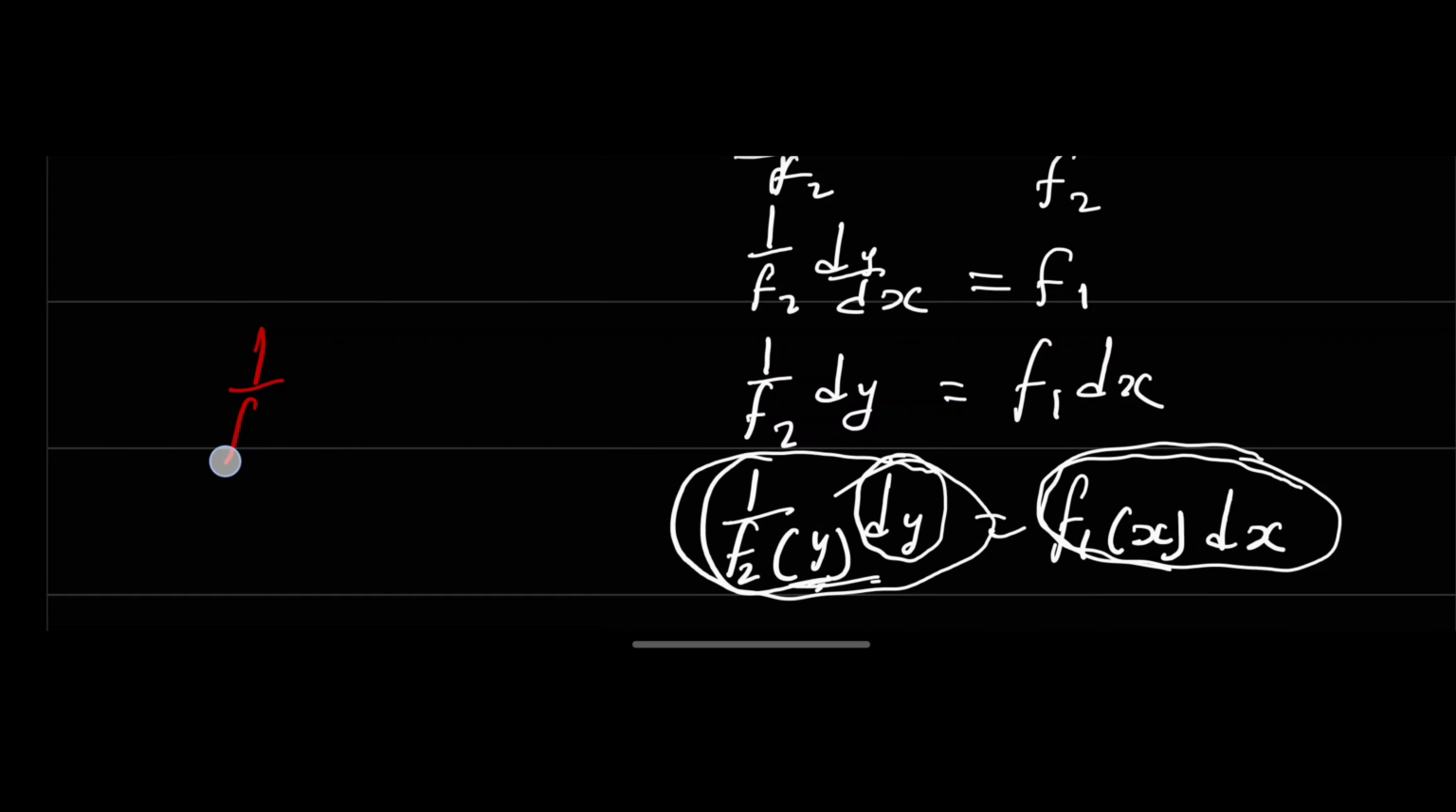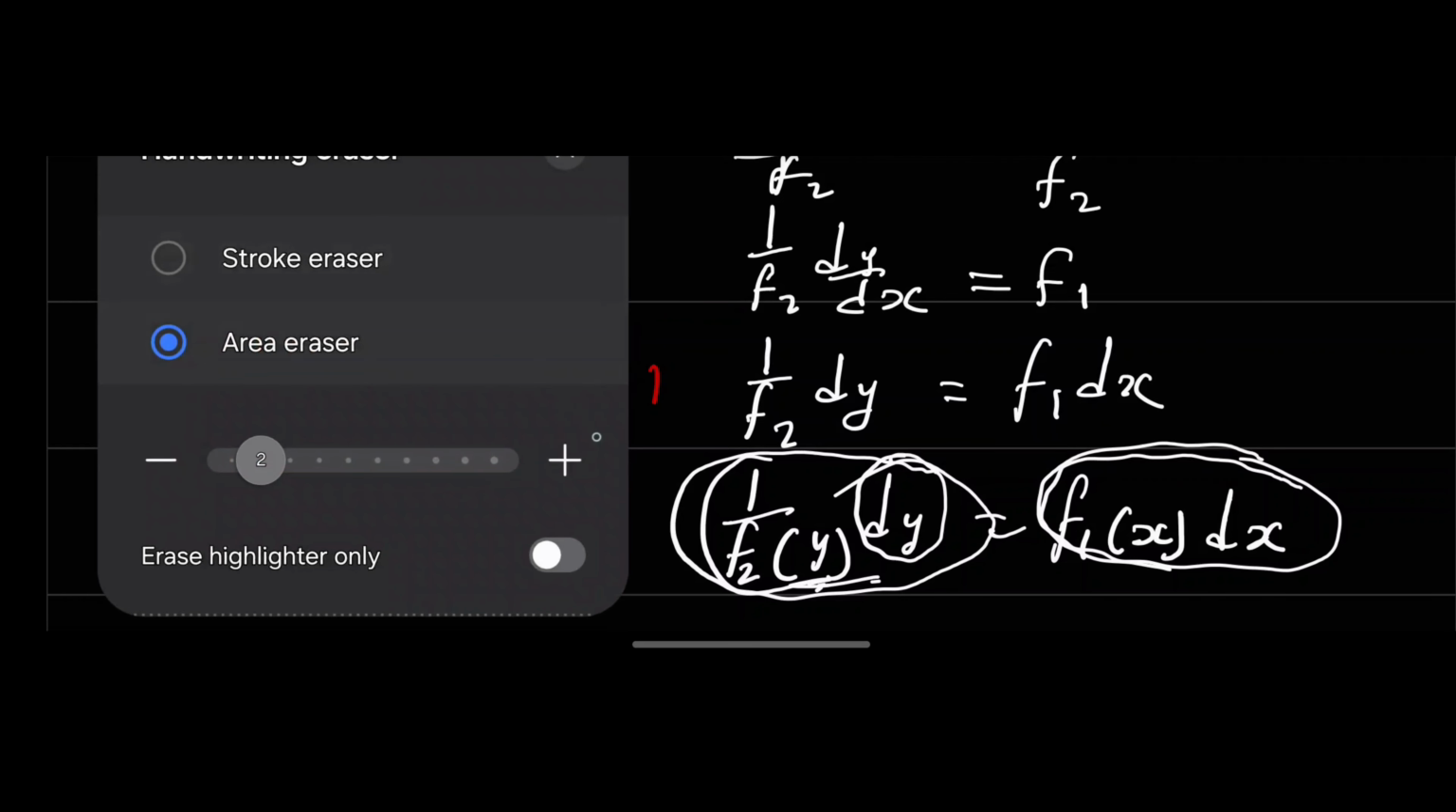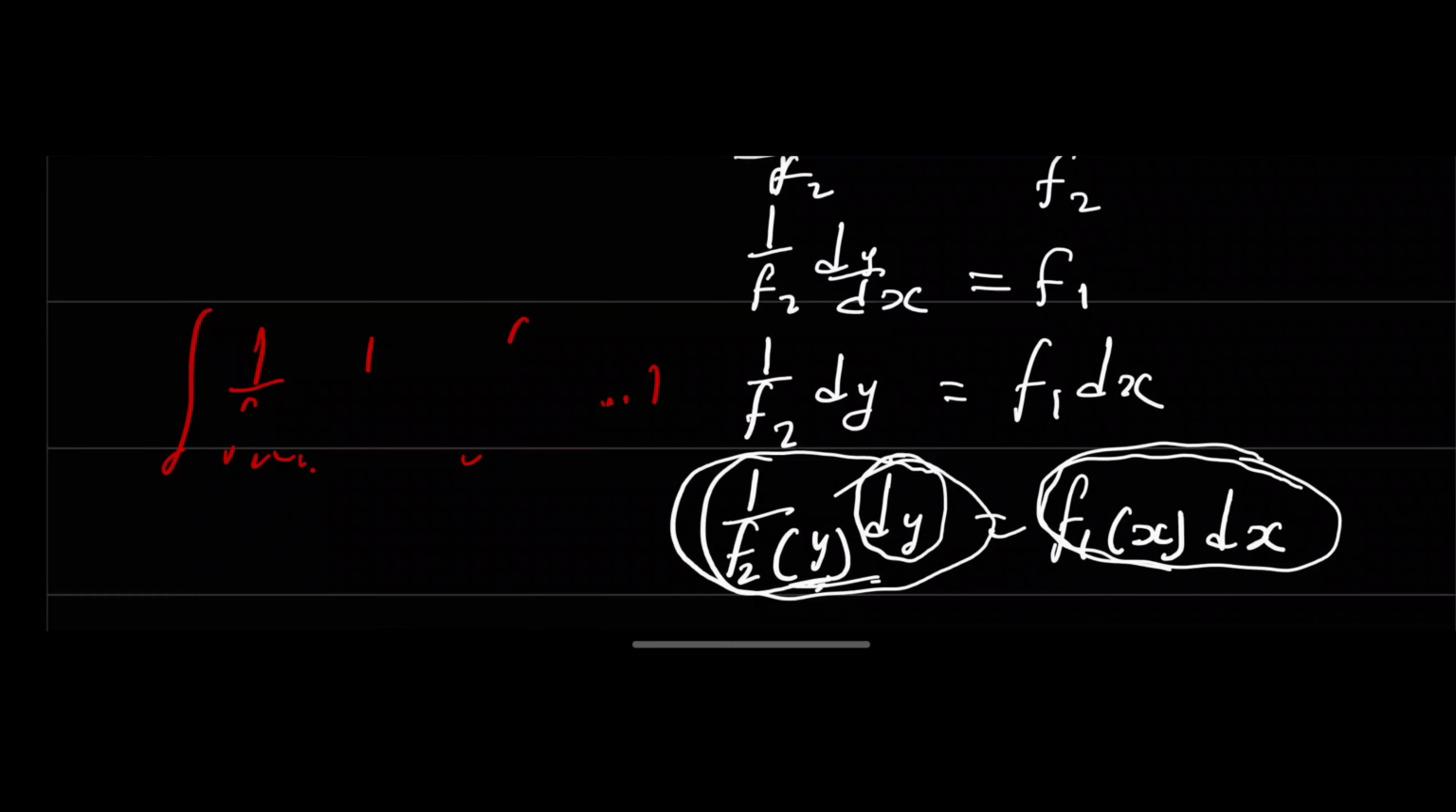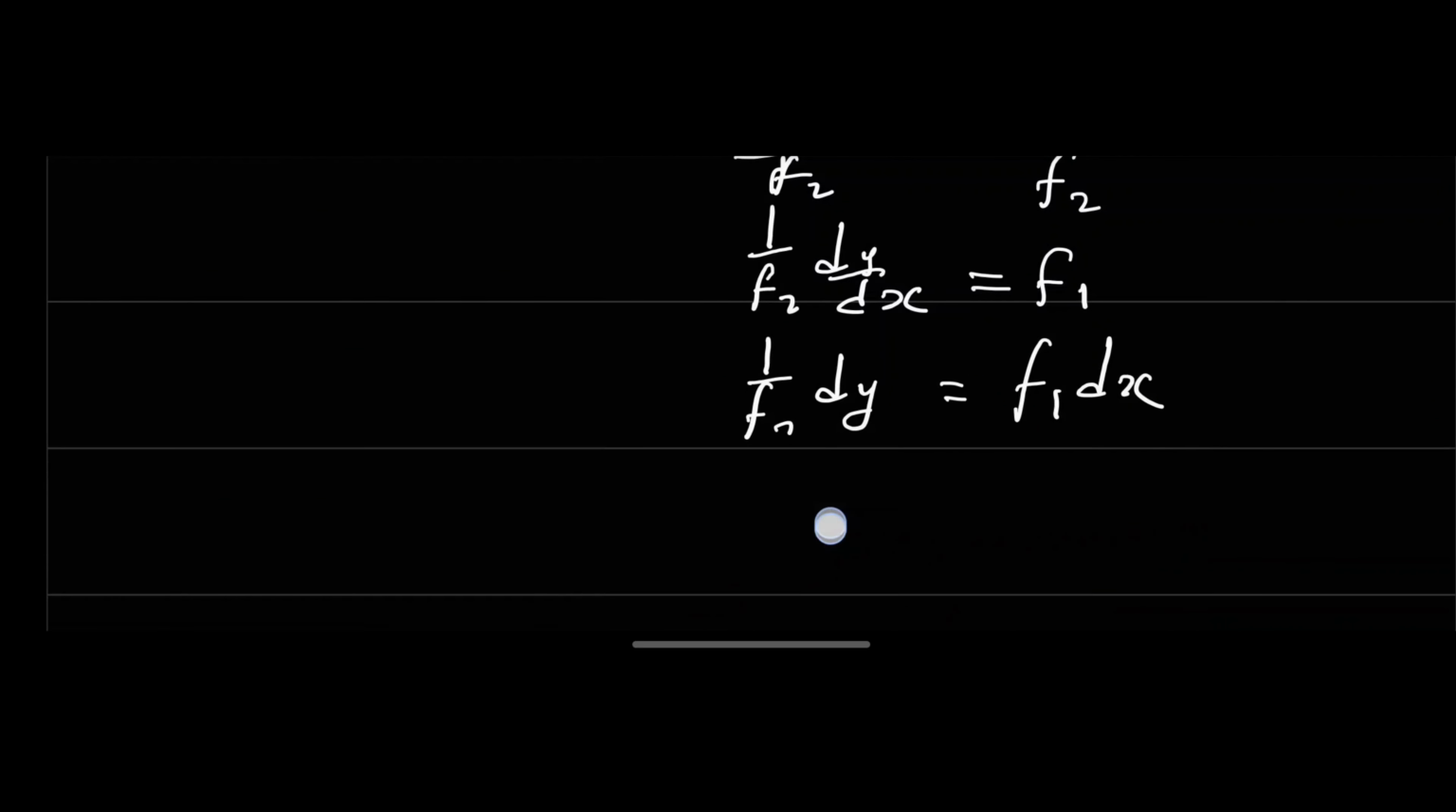So you now have 1 over f2 of y dy equal to f1 of x dx, and then you integrate this with respect to y, integrate this with respect to x, and that will be it. But well, as a physicist, this wouldn't matter much, but I'm going to point out that you don't just multiply both sides by the differential operator like that.